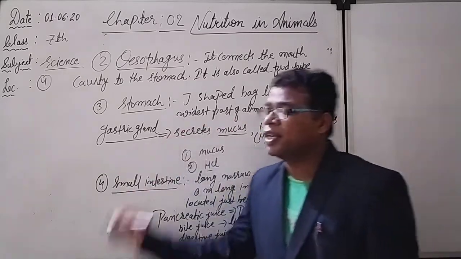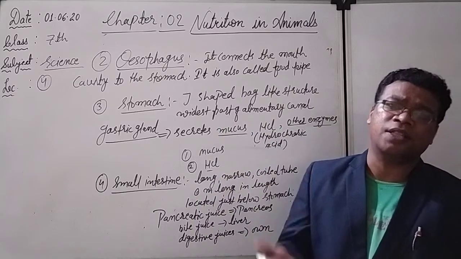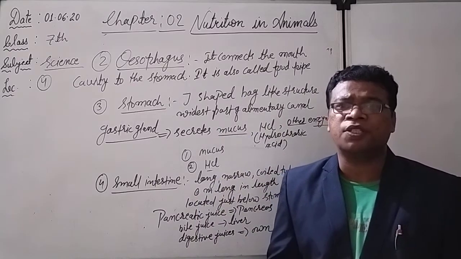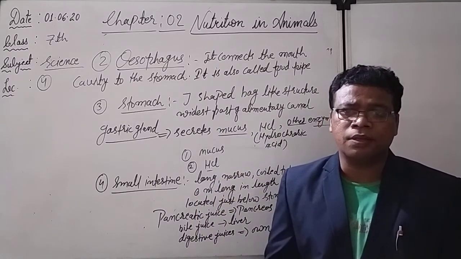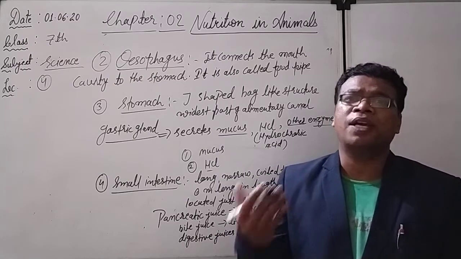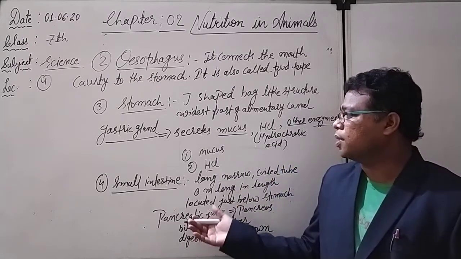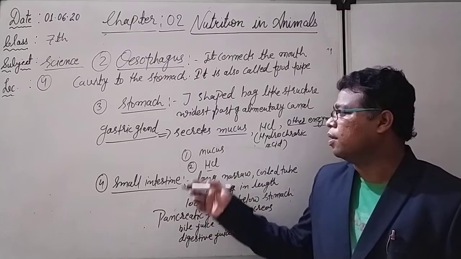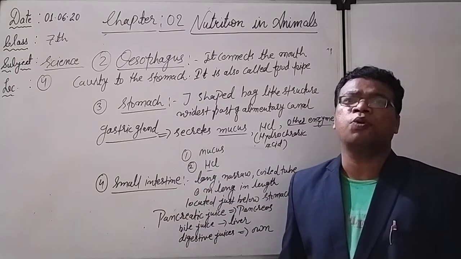Meaning that the gastric glands secrete three things. One is the mucus, a sticky substance. Second is the hydrochloric acid, and third is some other digestive juices. One by one we will see their role. First is the mucus. What is the role of the mucus here?